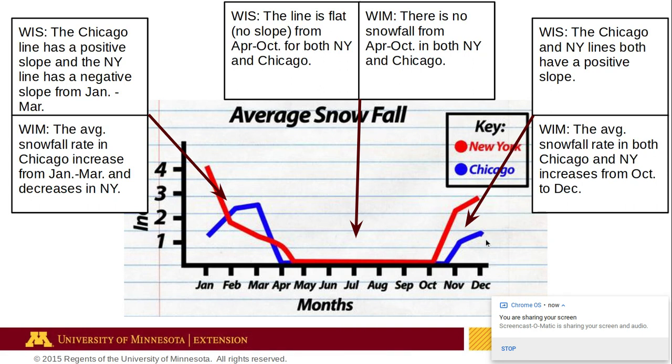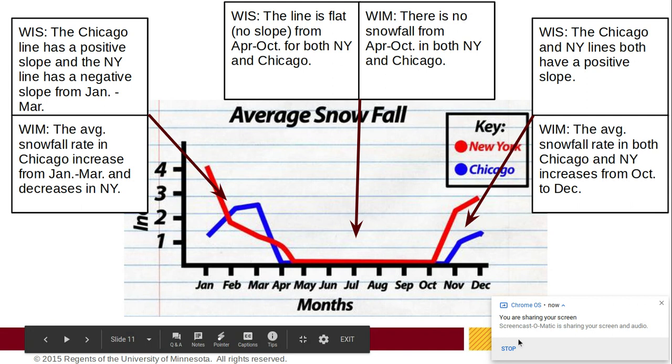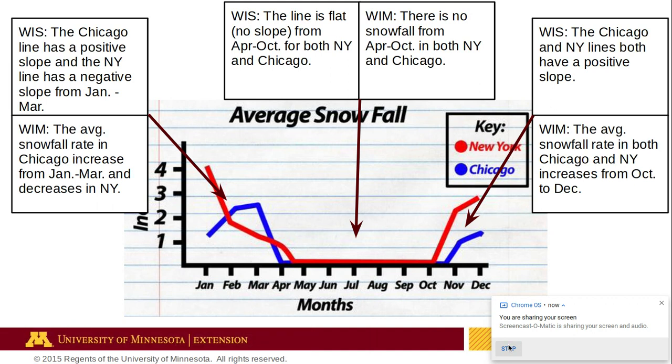And that's how you would do the what I see, what it means, the WIS WIM. Later in class, we're going to practice turning this into a paragraph, so we can better interpret this graph. If there's anything that you're still confused about, go back and watch the earlier parts of the video again. Otherwise, we'll see you back in class.